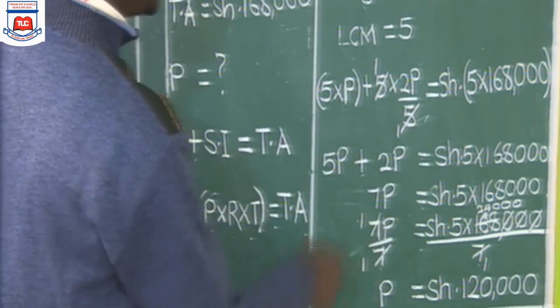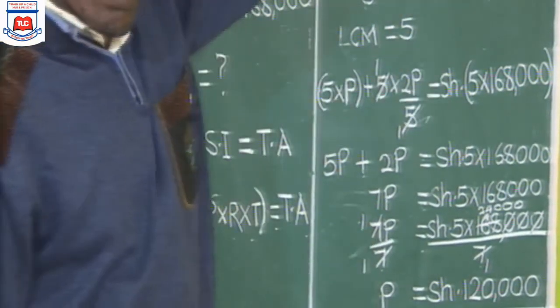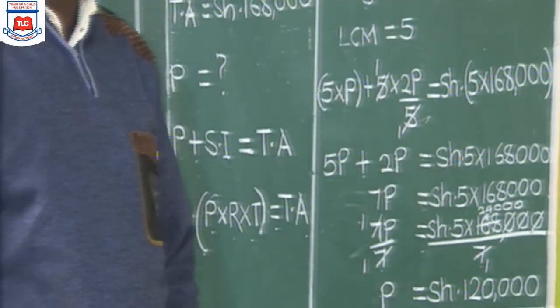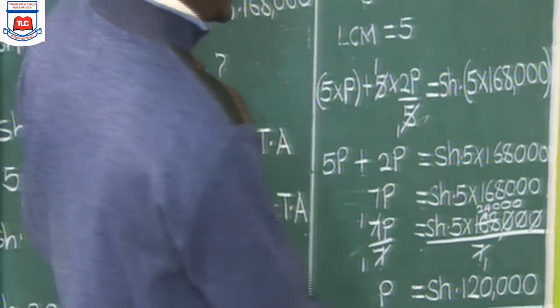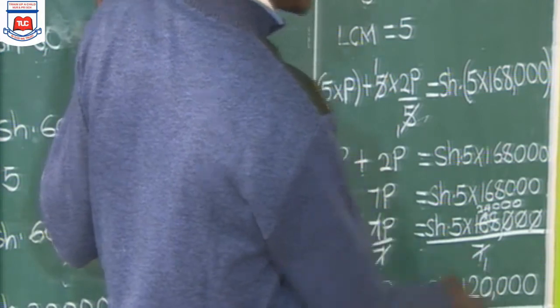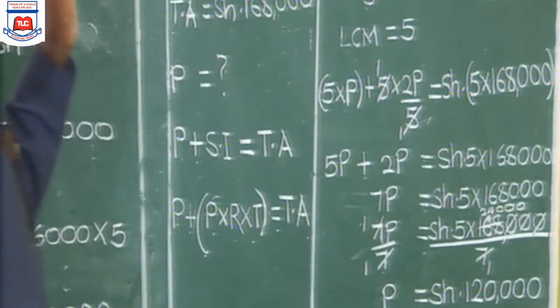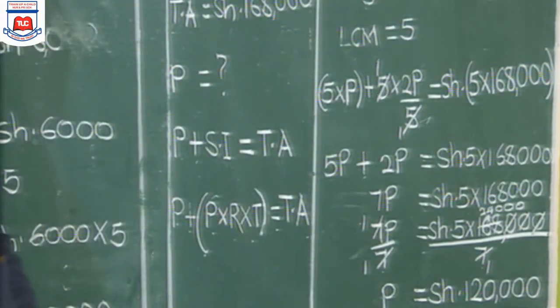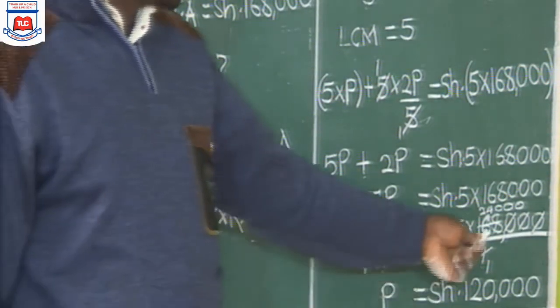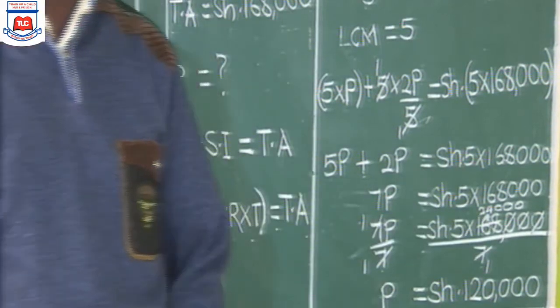7P divided by 7 is P, which is in the place of principal. Now we are going to divide 168 by 7. In the first lesson, we looked at the divisibility test. When I use the divisibility test, I will know that 168 is divisible by 7.